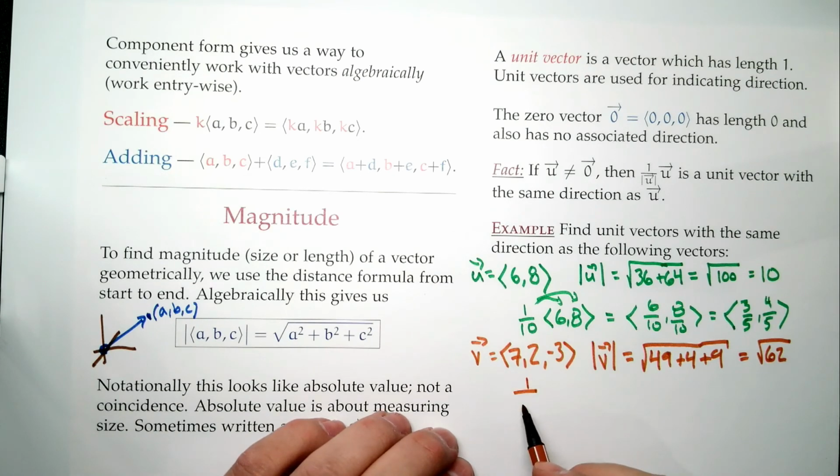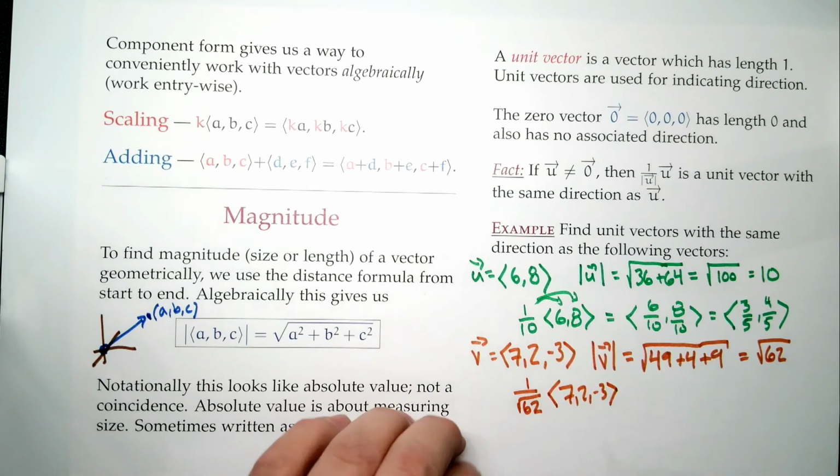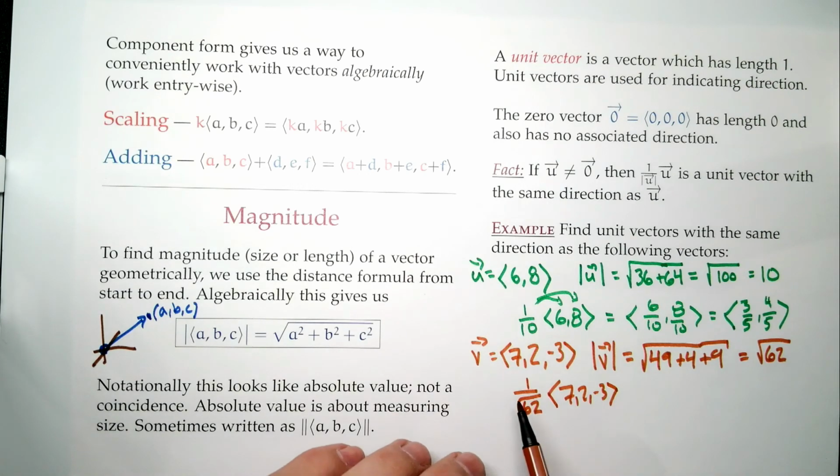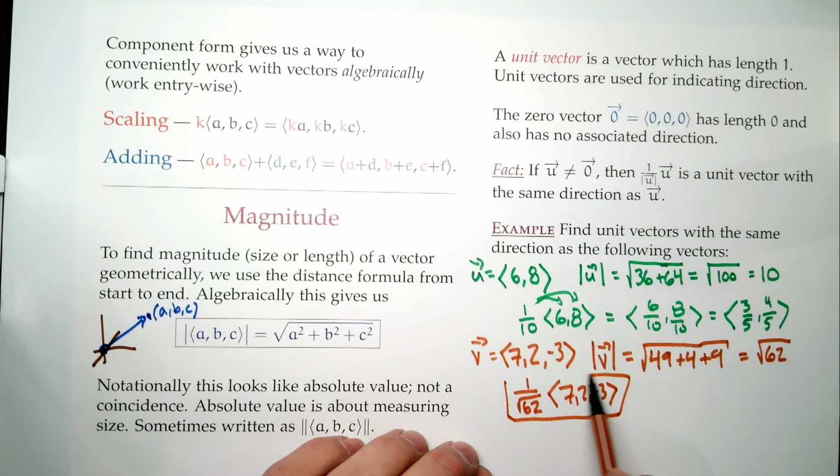1 over the magnitude, square root of 62, times the vector 7, 2, negative 3. In this case, I would say it's not worth the effort to put it in. Because if we put it in, we could actually get some cancellation, some simplification. Here we wouldn't. So I'd say, okay, leave it as is. That's fine.